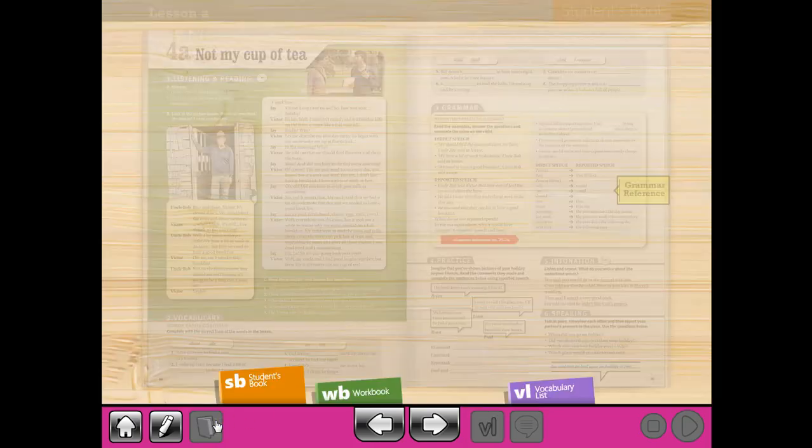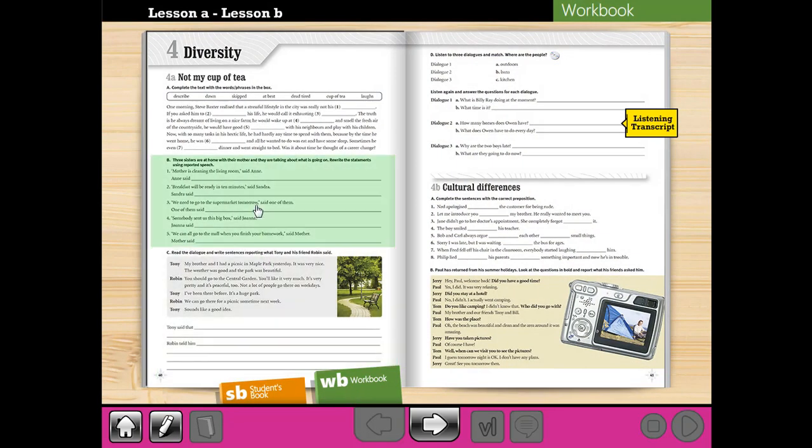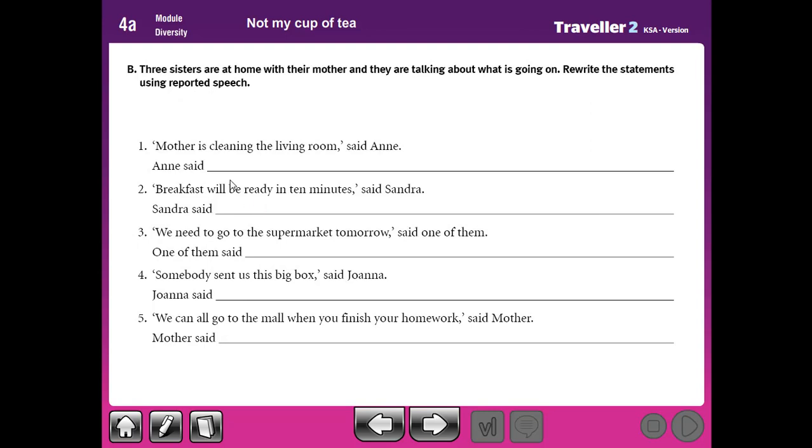Now let's go to the workbook. On page 40, we have only this exercise. We will answer the first two sentences of it. "Mother is cleaning the living room," said Anne. So we say Anne said. That's very good. You can say her mother, or you complete without mentioning her. And we changed the present progressive, or present continuous, into past continuous: was cleaning the living room.